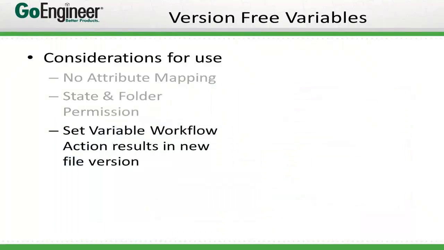The next consideration is that if a version-free variable is actually updated as part of a workflow transition action, okay, it's going to result in a new file version, even if it's the only value that gets updated by the action. So whenever we have the workflow automatically filling out information in our data card or updating our values, even if they're version-free variables, it will still result in a new version of a file. So that's the same as it works today with normal variables. So just to be aware of that.